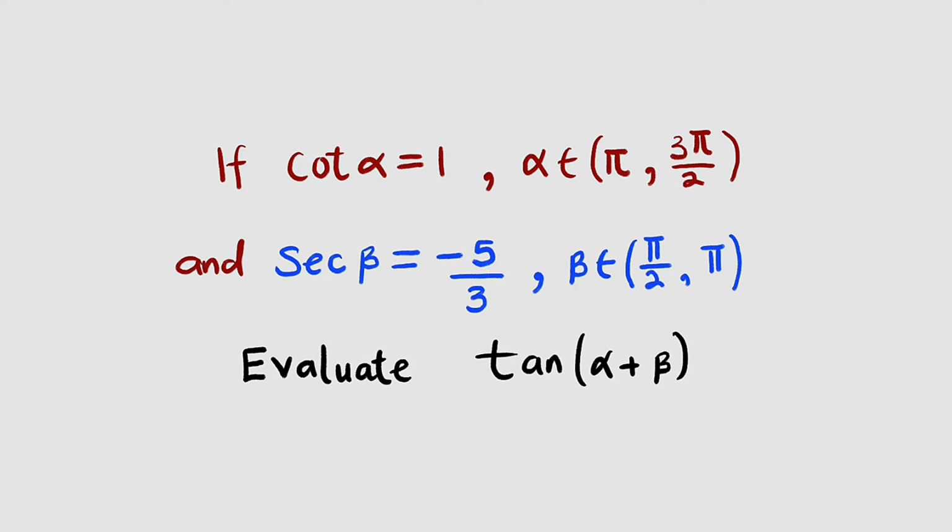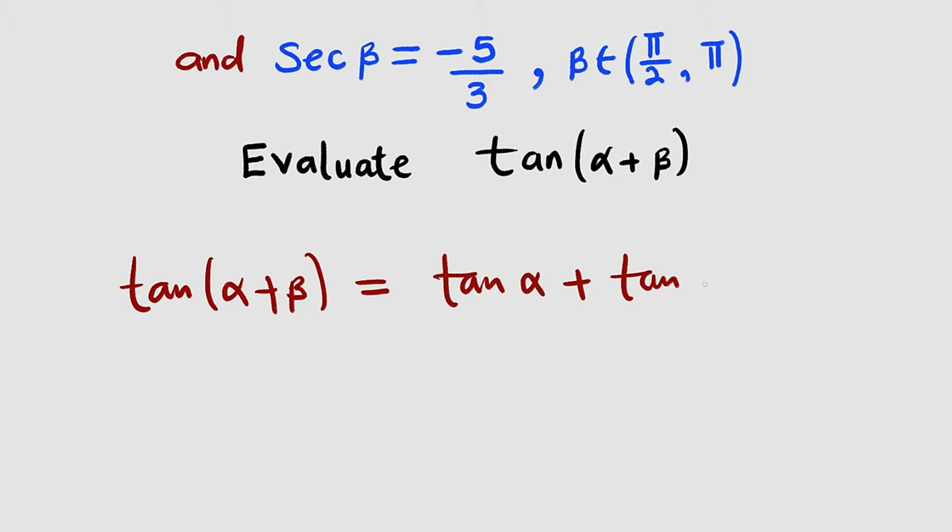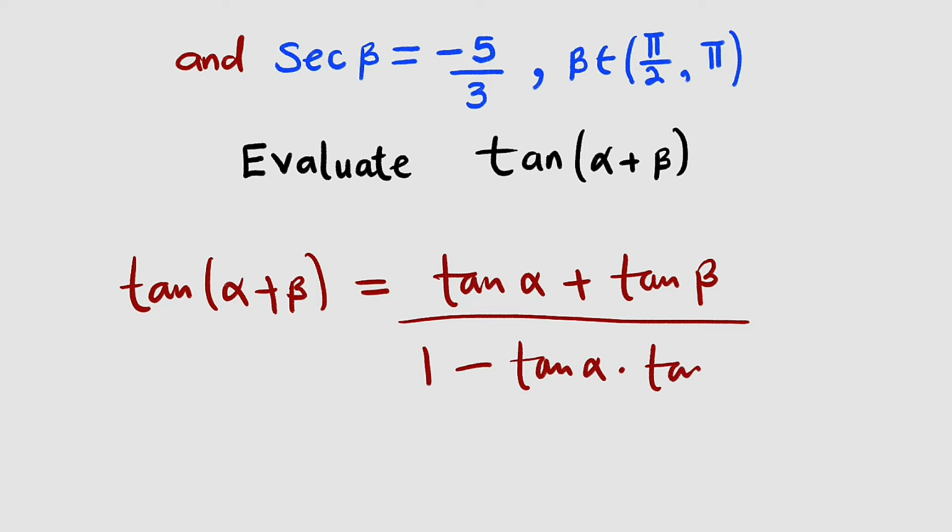The first thing I want us to do here is to simplify this. This is just a double angle for tan, right? So whenever you're given tan of alpha plus beta, you can always simplify it as tan of the first angle, which is alpha, plus tan of the second angle, which is beta, divided by 1 minus tan of the first angle, alpha, multiplied by tan of the second angle, beta. So this is what we need first.